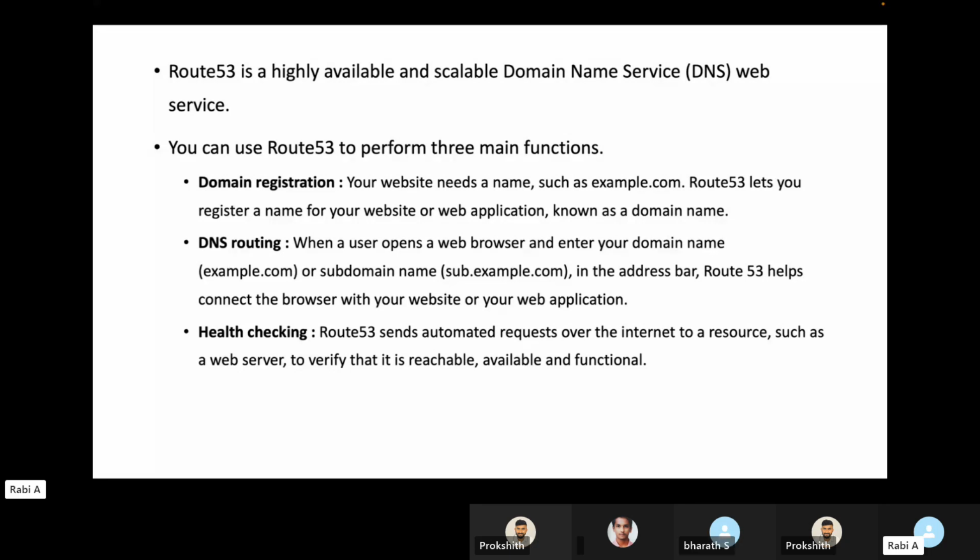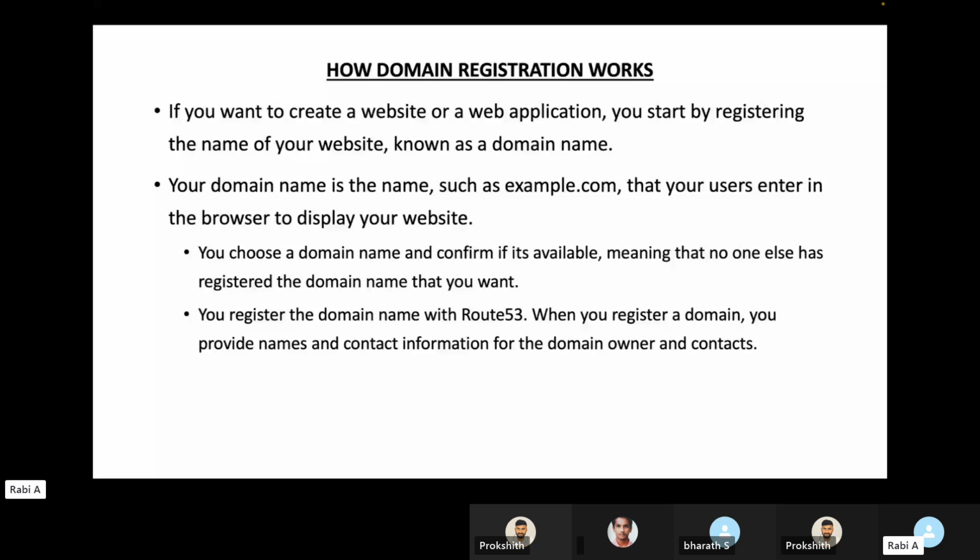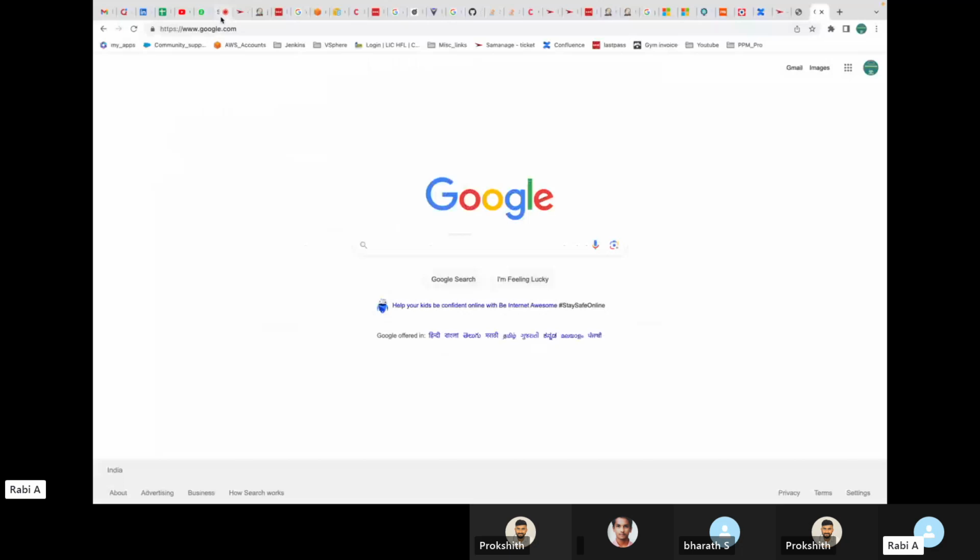All right. So how does domain registration work? If you want to create a website, let's say you're planning on starting a new web application, the first thing you have to do is decide on the name that you are going to use for that web application. So you start by registering the name for your website, and we call that a domain name. A domain name is the name, such as example.com, that your users are going to enter in the browser to display your website. So basically, it is the domain that you want your users to use to access your web application.